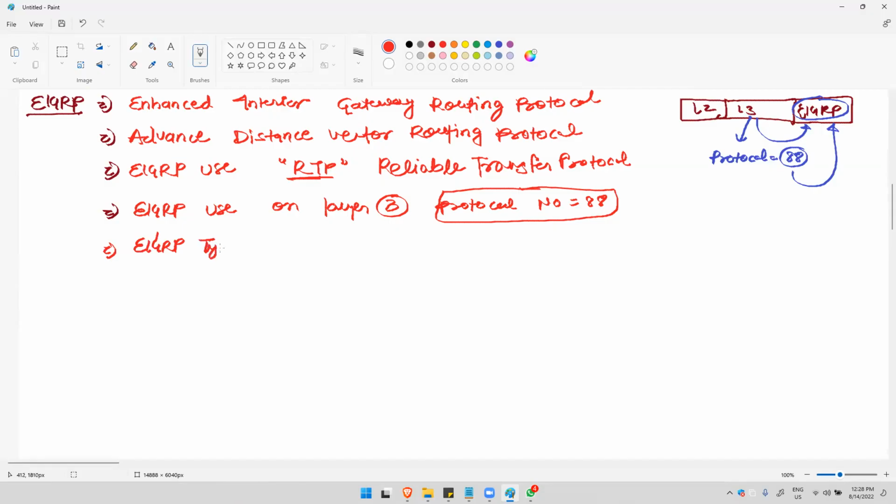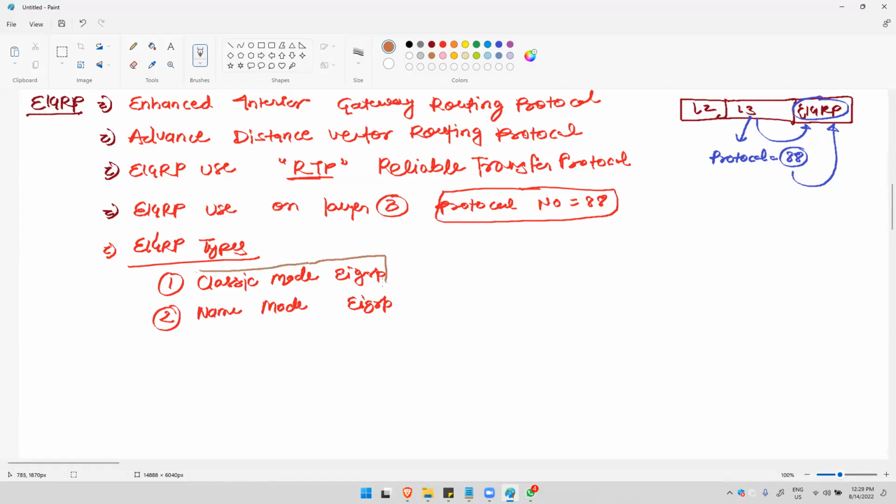EIGRP types. Basically, first is classic mode EIGRP. Which one? Classic mode. And second is name mode EIGRP. Clear? Which one? Name mode. Okay. Classic mode EIGRP means we are using 32 bits calculation. How many bits? 32-bit calculation.